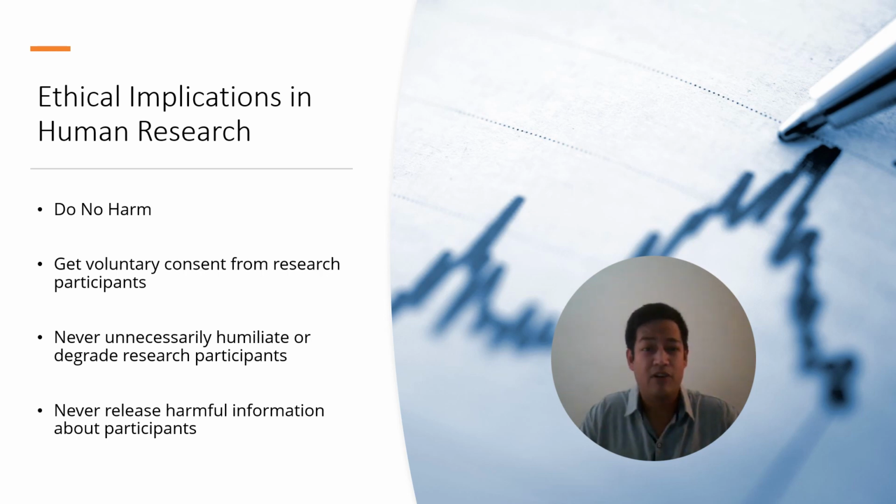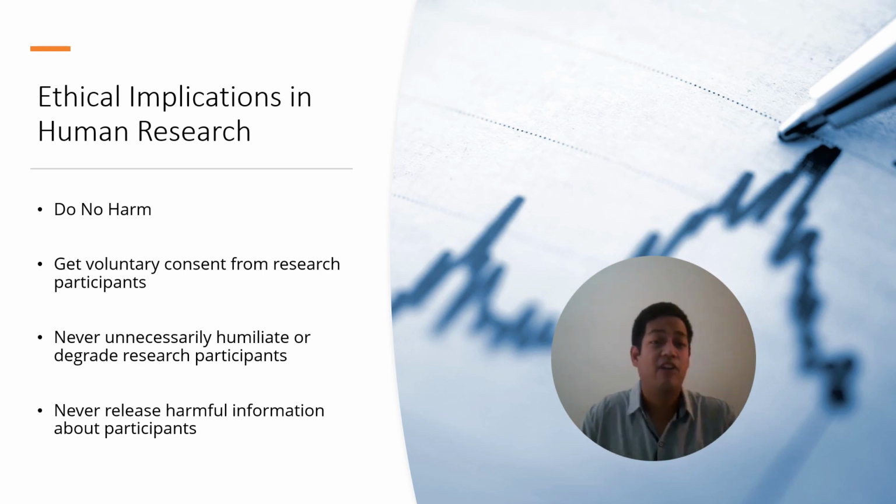The next is to get voluntary consent from research participants. Participants should never be coerced into volunteering. Participants must be able to make an informed decision about their participation. Researchers can accomplish this by explaining participants' rights and providing them with an informed consent statement. The greater the risk of harm to the participants, the greater the need to obtain this written consent.